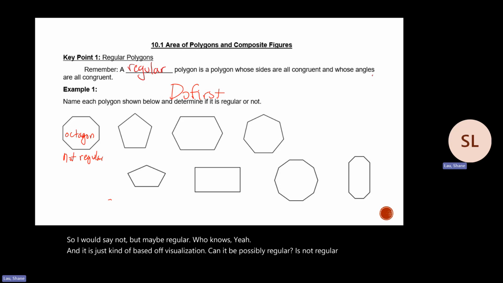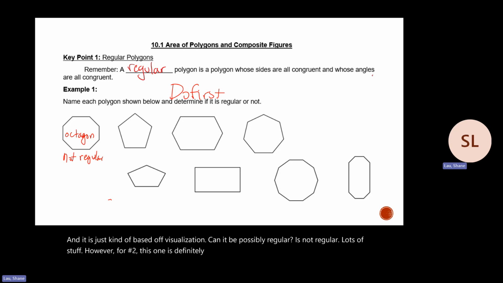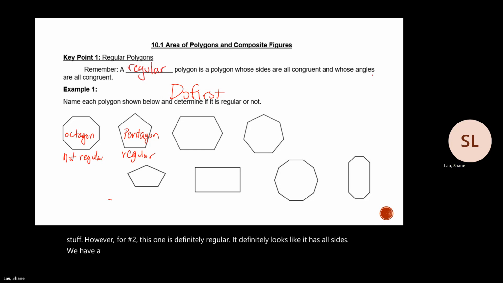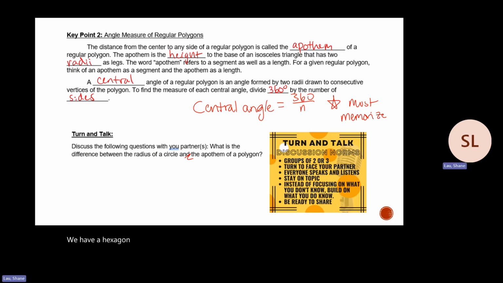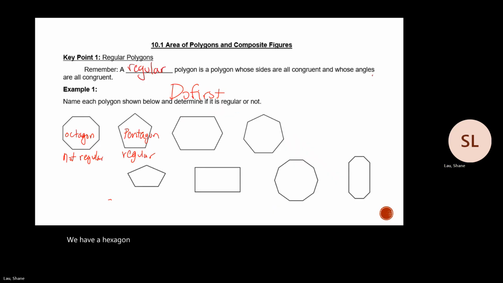However, for number two, this one is definitely regular. It definitely looks like it has all the sides equal. And this is a pentagon because it has 5 sides. Next one, we have a hexagon. Okay, don't know why I did that, but that's okay. We'll keep going. Hexagon. And this is not regular, of course.